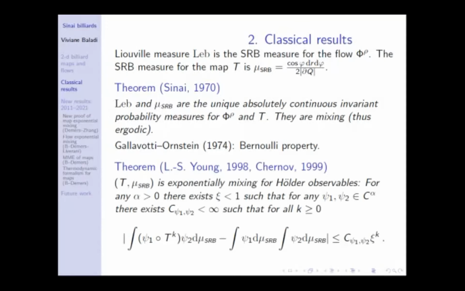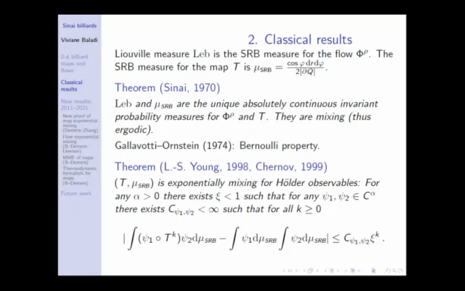And it took almost 30 years before a quantitative result could be obtained for the billiard map. I already mentioned it's easier to study the billiard map than the billiard flow. And the first result about quantitative mixing was for the billiard map. It was by Lai-Sang Young, '98. And Chernov, I didn't talk about the finite horizon assumption yet. I will in the next slide, but Chernov lifted the finite horizon assumption just a year afterwards.